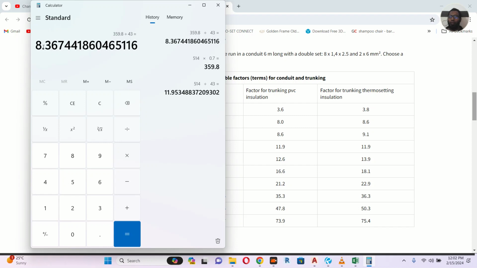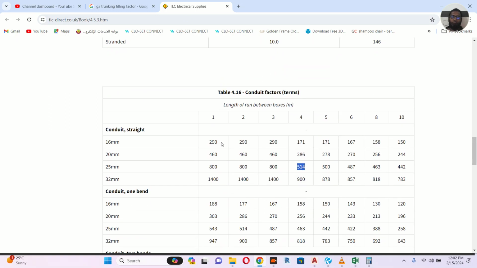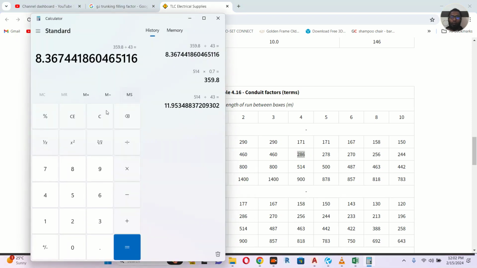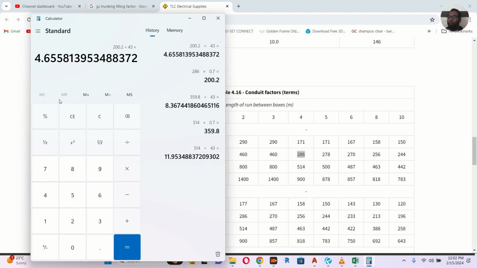If you go with 20 mm, let's check how much. This is 20 mm, 286. So I will multiply by 0.7, so the 30% spare will go. Then divide by 43. So you cannot take 6 wires as per the filling factor.